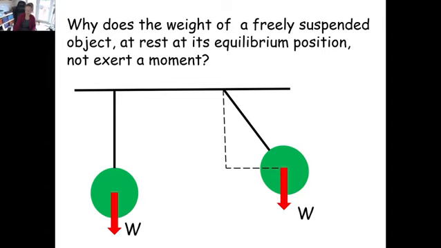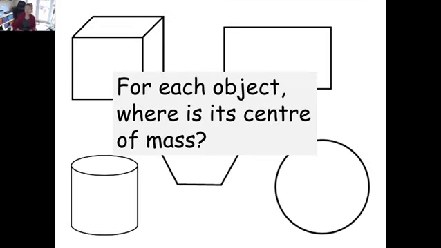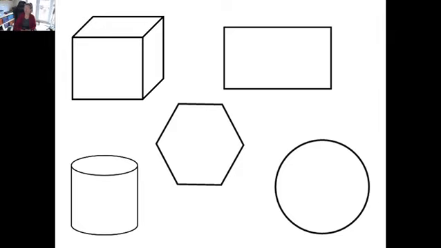We say an object is freely suspended if it returns to its equilibrium position. So if there are no other forces acting on it, then the object will come to rest at that equilibrium position. So if you have lots of different objects, where would the centre of mass be?